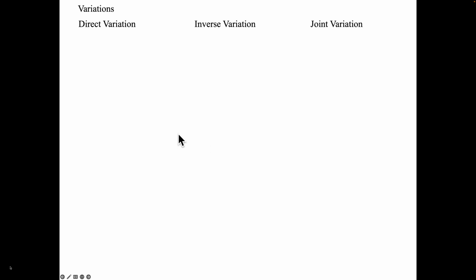The other concept in this section is going to be variations. These are special functions, variation functions. We have a direct variation, an inverse variation, and a joint variation. Now, all these variations are going to have a variation constant. Notice I spelled it with a k because it will be the variable k in the formula. And we will need to find the value of that k once they give us numbers for variables.